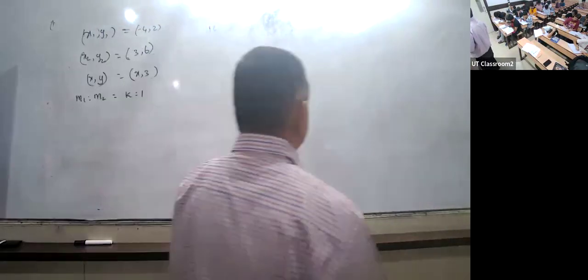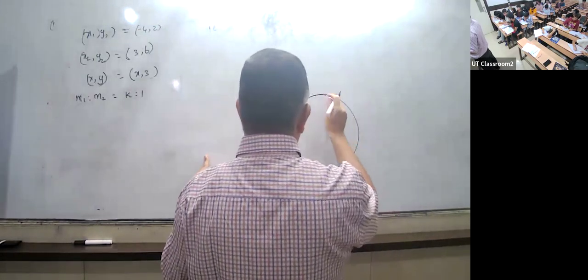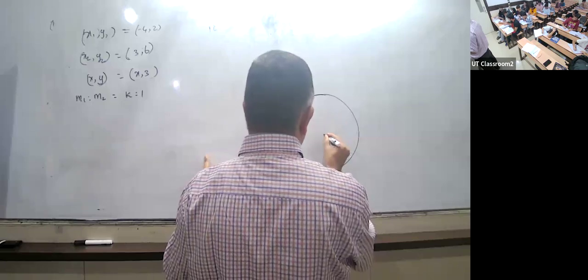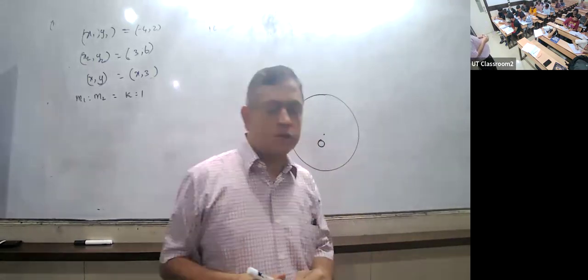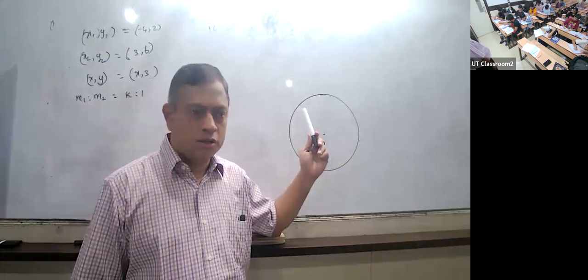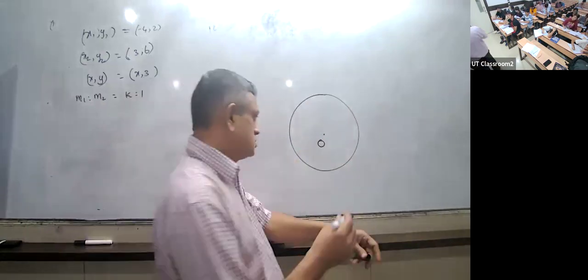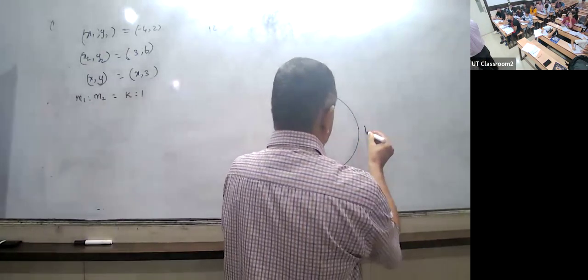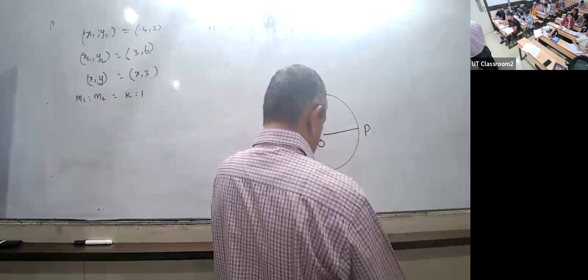The fixed point is called the center, and the fixed distance is called the radius. Here, what is the center? O. Radius: I can take any point on the circle, let's say P. If I join, OP is the radius.